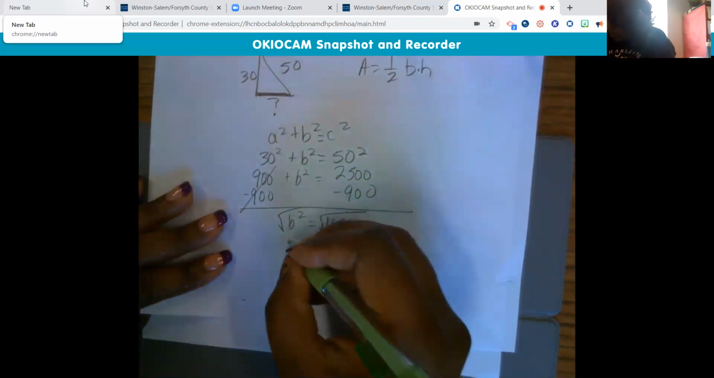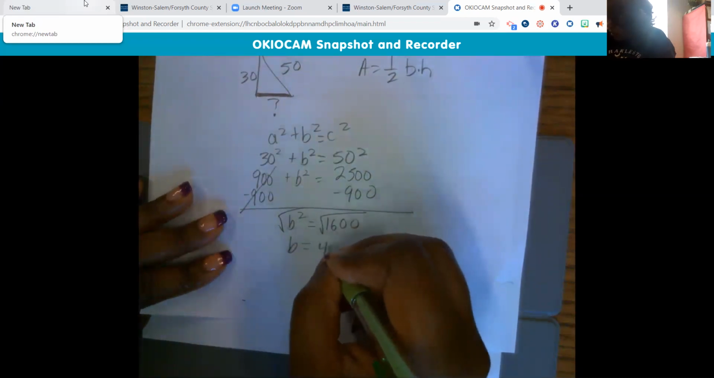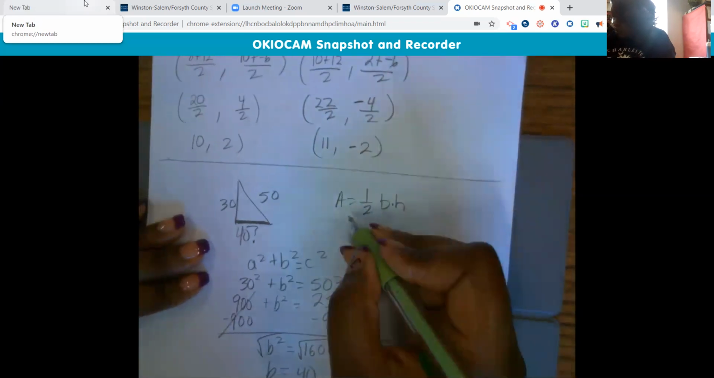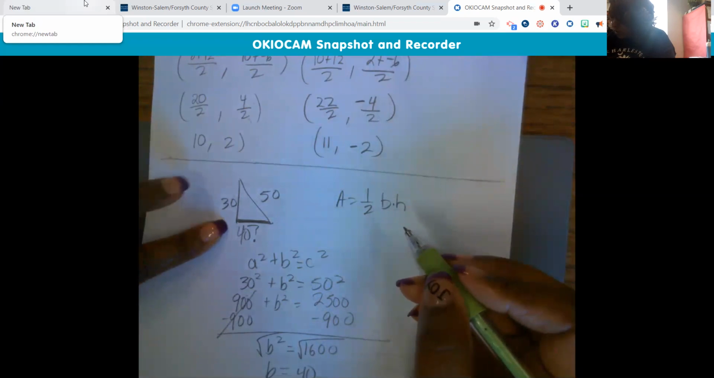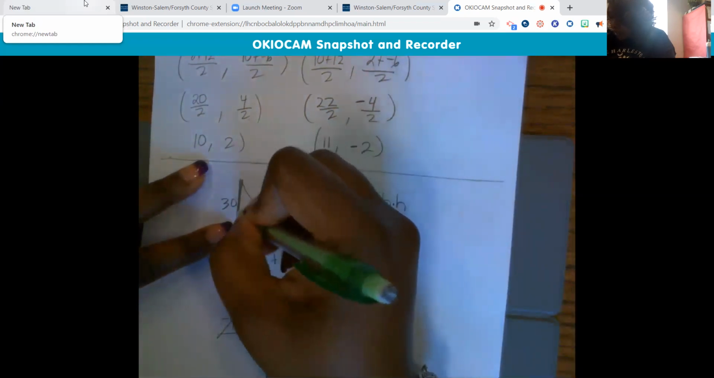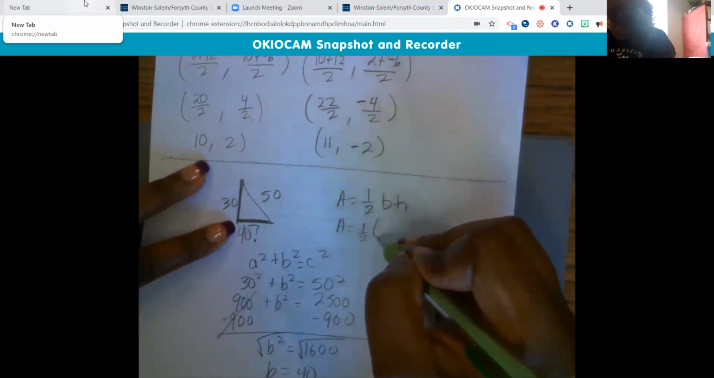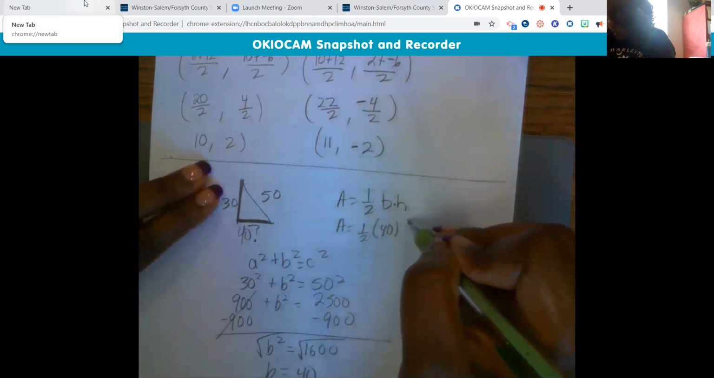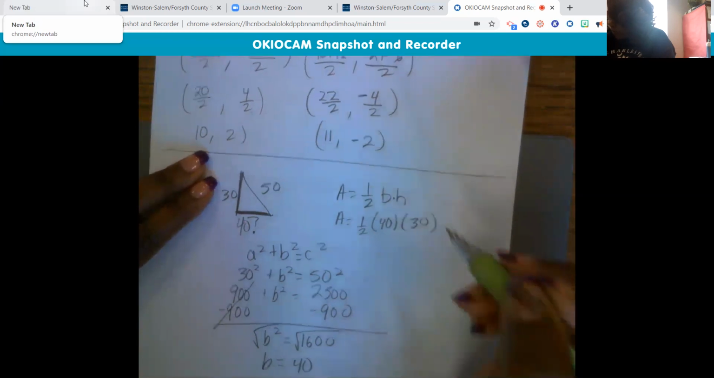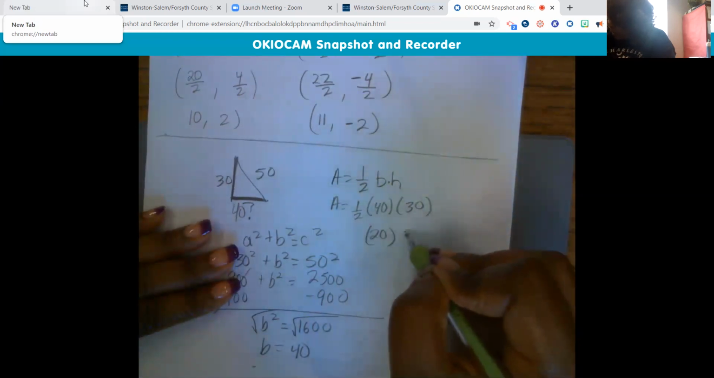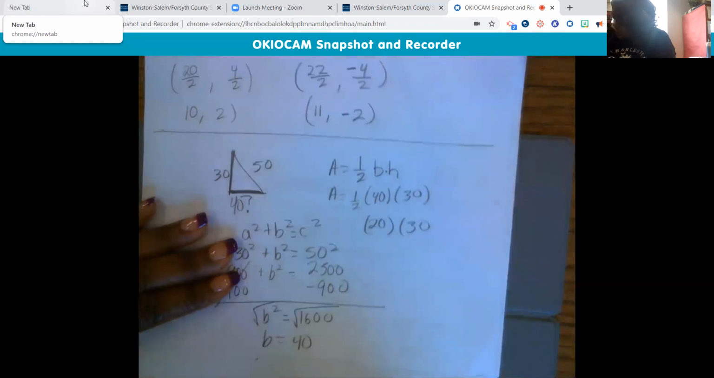And that gives me B is 40. Okay, so this is 40. So now I can use this formula. Okay, so this is my height. This is how tall it is. This is the length of my base. So A is equal to half my base, 40, times my height, which is 30. Okay, so half of 40 is 20. So all we're doing is 20 times 30.